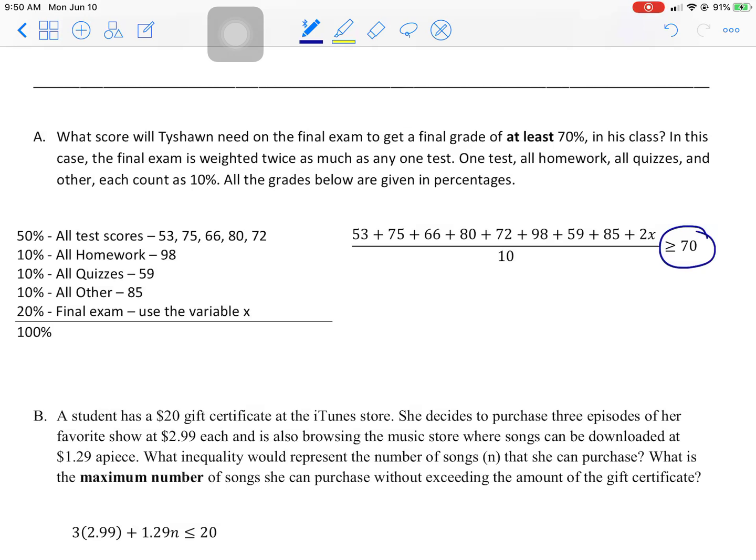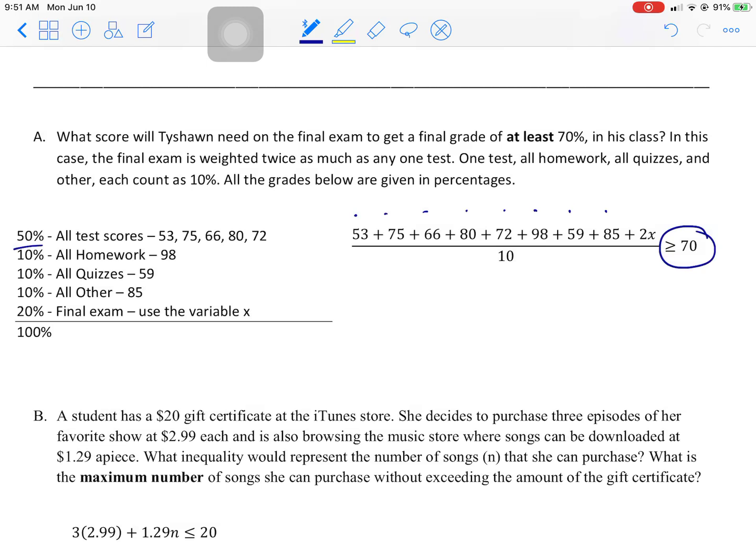All right, so 50% are the 5 tests. So let me just check. 53, 75, 66, 80, 72. There's the 5 tests right there, okay? All the homework is worth the same as a test. All the quizzes are worth a test. The other, whatever the category is, is worth the same as a test. And then the final is worth 2 tests.